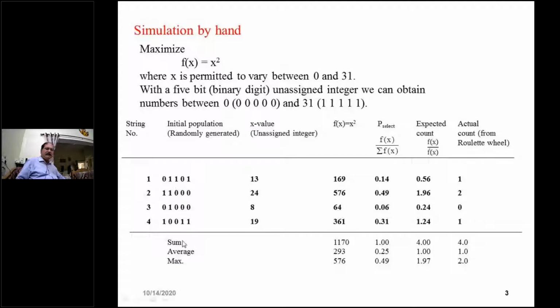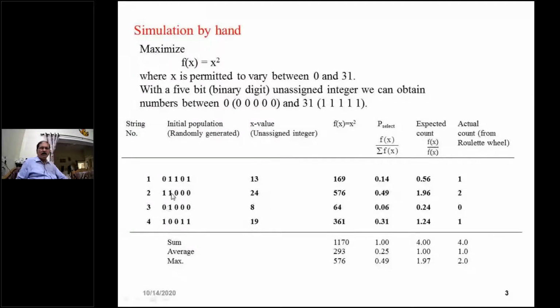So initially, for hand computation, for the simple computation I have shown you, you randomly generate these solutions, the values of x, having five digits. So four binary strings have been generated. This four is known as the population size.